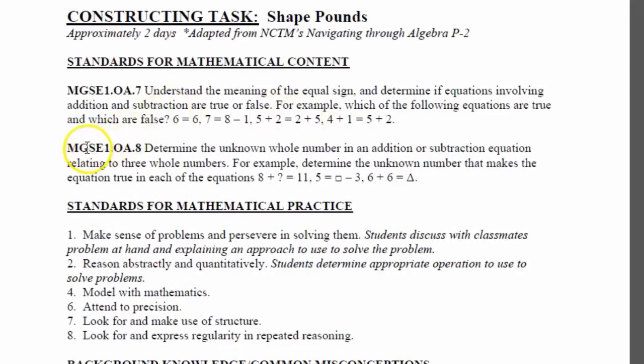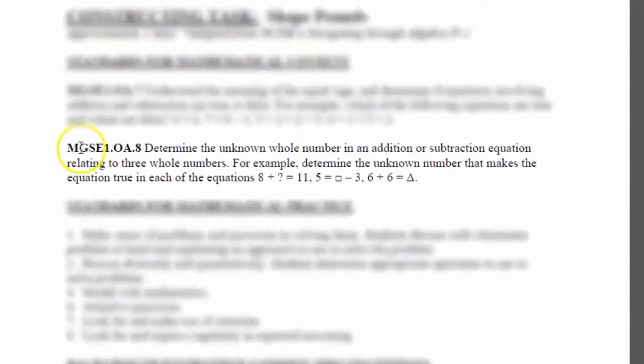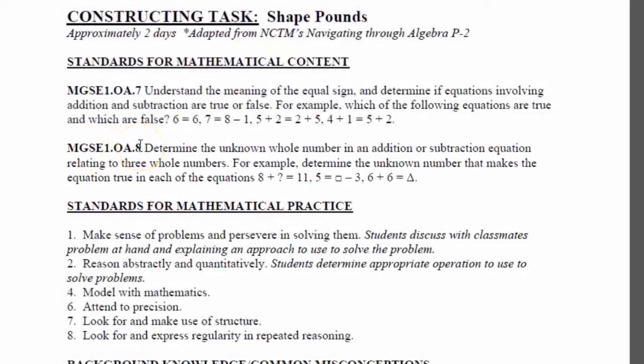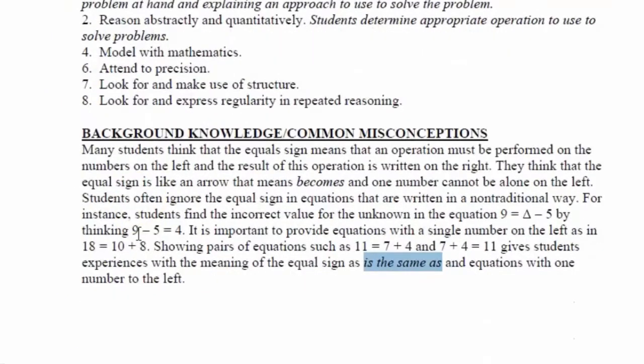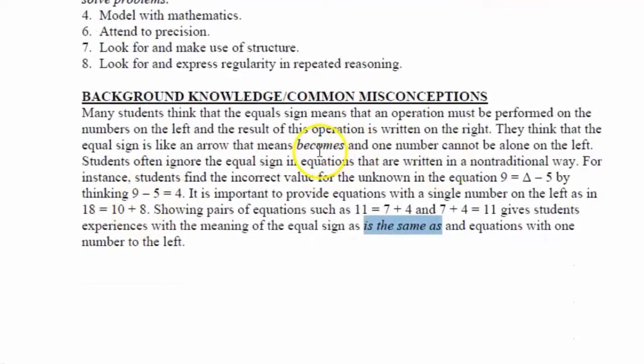What you'll also notice is a second standard, OA8, which reads, determine the unknown whole number in an addition or subtraction equation relating to 3 whole numbers. While this standard is very good and is listed here for coherence, it will not be the main focus of this task. I really want to call your attention to the background knowledge and common misconceptions when working with this standard. Many students think that the equal sign means that an operation must be performed on the numbers on the left, and the result of this operation is written on the right.